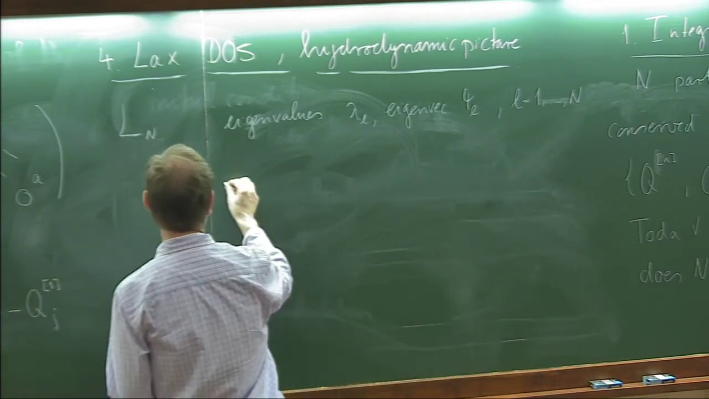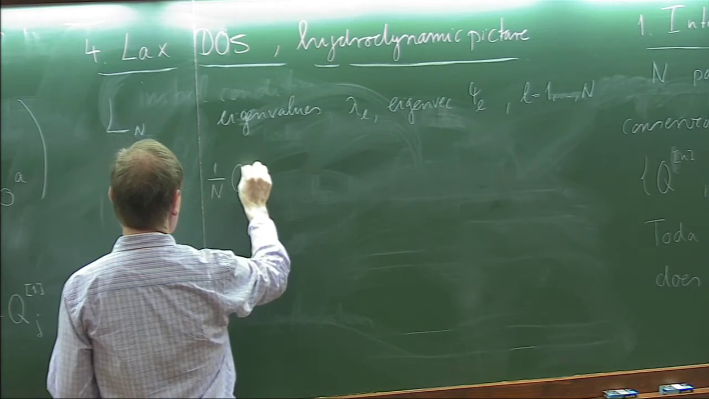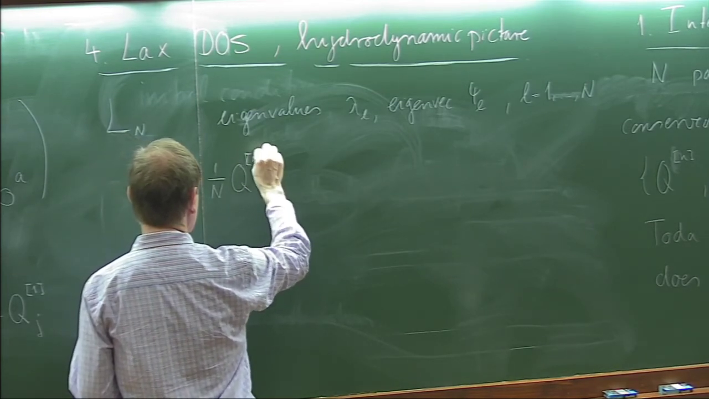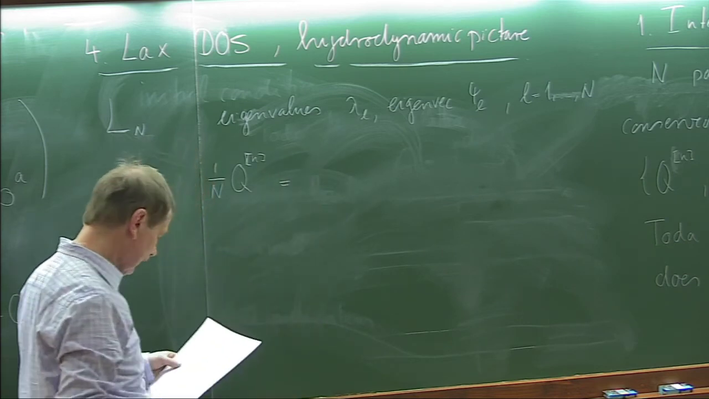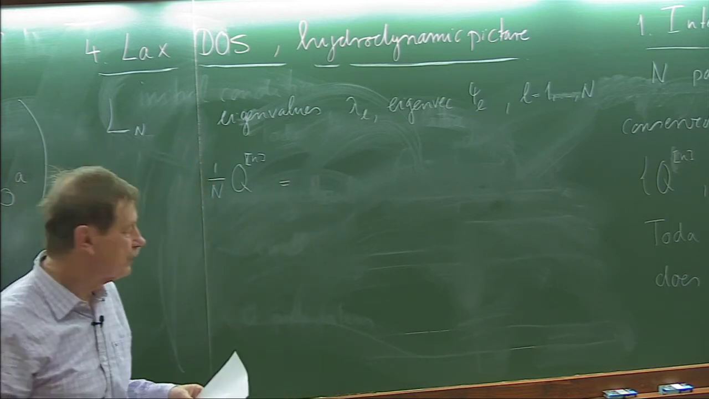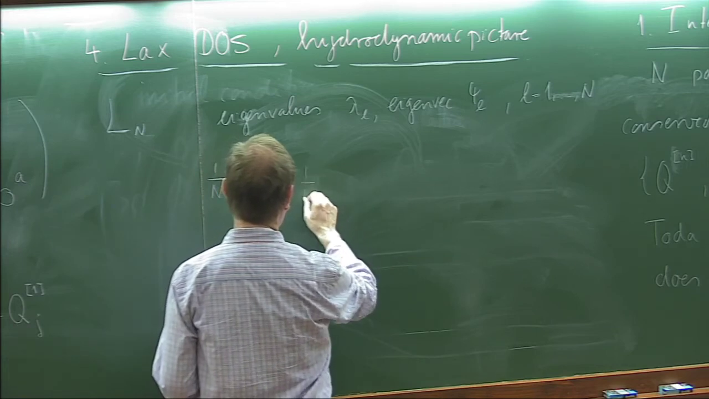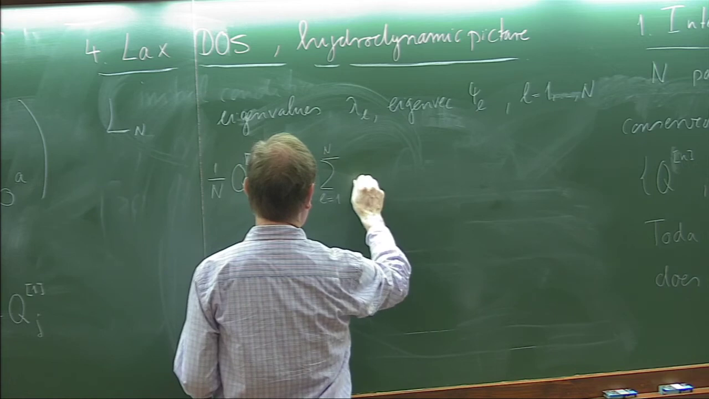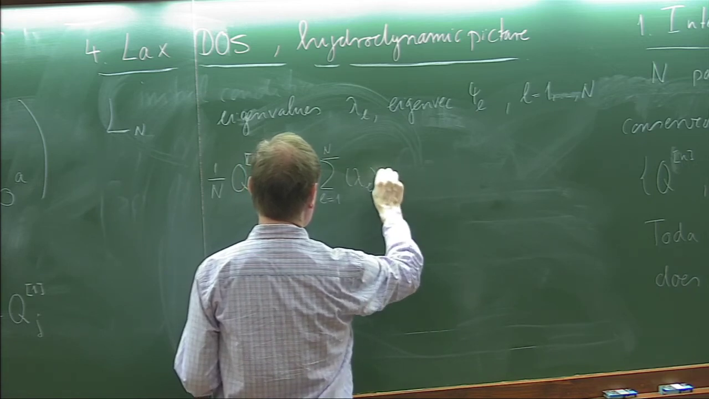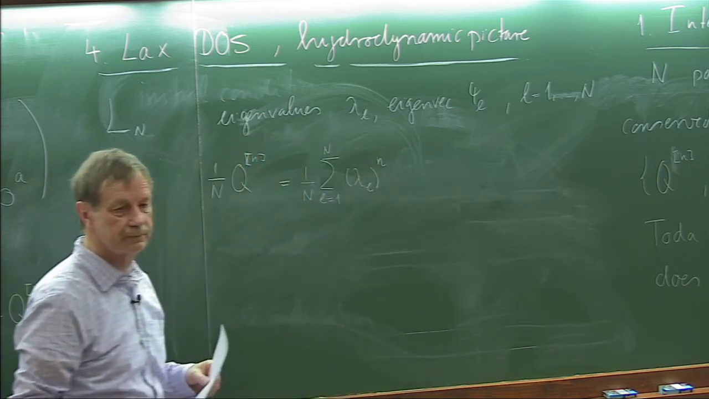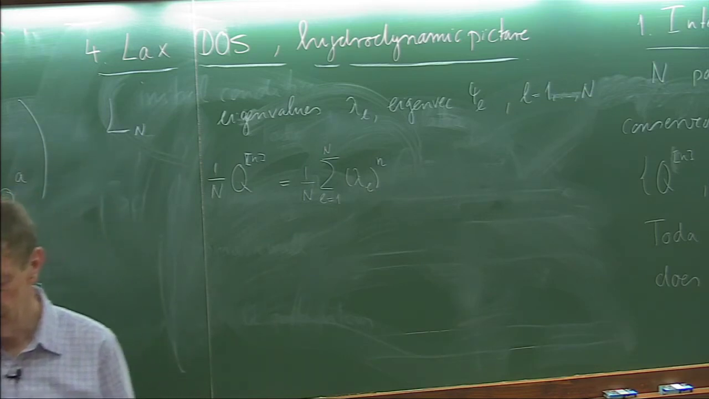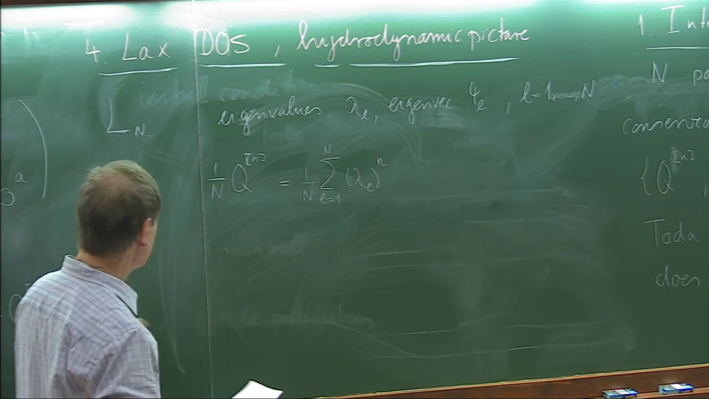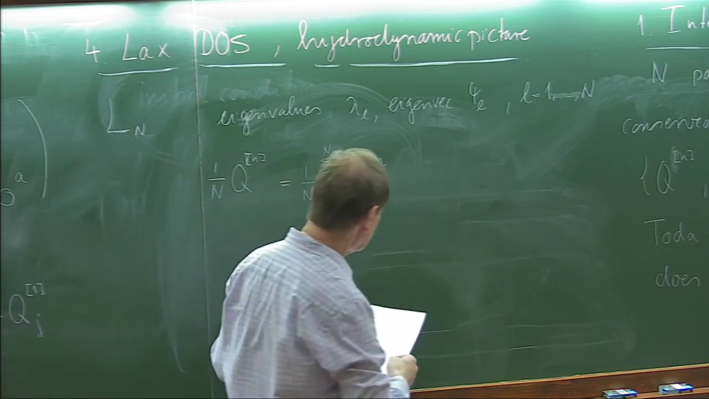And I look at 1 over N. I look at, let's say, the nth conserved quantity. Well, it's a trace, right? So this is 1 over N, summation l equal 1 up to N, lambda_l to the power n. The trace, if I go to the diagonal basis and compute the trace, then I can take the nth power very easily, and this is what I get. And this I can write in a slightly different way.